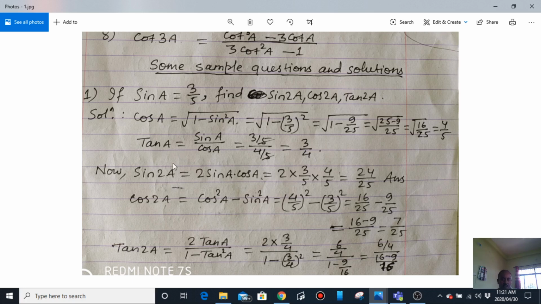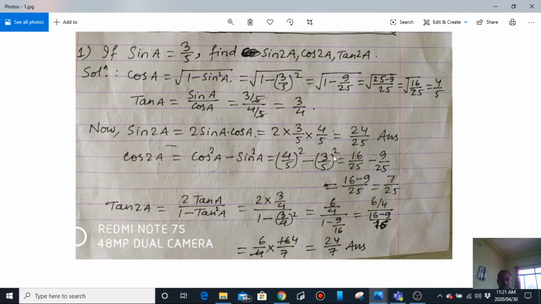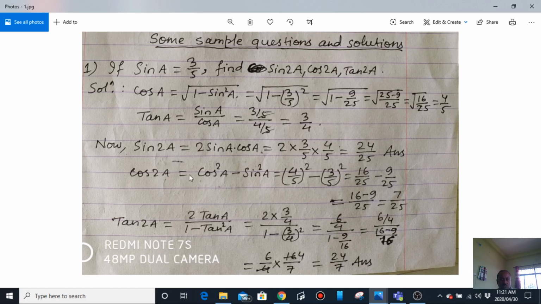Now let us begin. Sin 2A, above there is the formula 2 sin A into cos A. So put the value 2, 3 by 5, 4 by 5, multiply, 24 by 25. This is the value of sin 2A. Cos 2A, you can use any one of those three formulas. So I have used cos 2A equal to cos square A minus sin square A. That is equal to 4 by 5 whole square minus 3 by 5 whole square. Values are given above. So if you simplify, you will get 7 by 25.